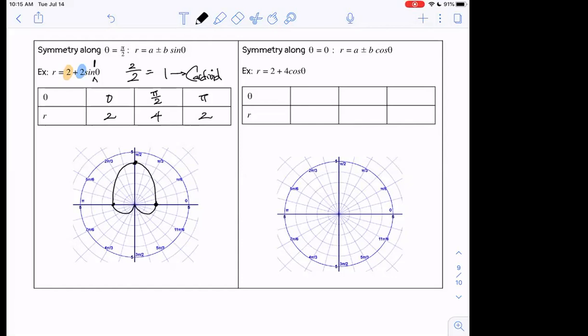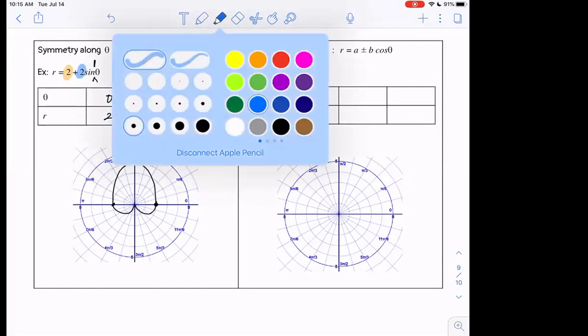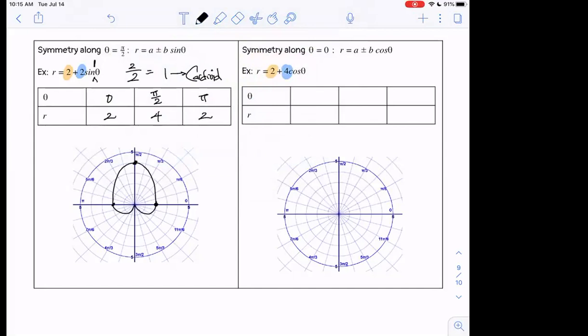Okay. So if we take a look at the cosine one, we know that if we have a plus b cosine theta, it's going to be one that is symmetric along theta equals 0. And so in this case, let's do a little bit of pre-thinking. I've got an a value of 2. I've got a b value of 4. So 2 divided by 4 gives me 1/2.